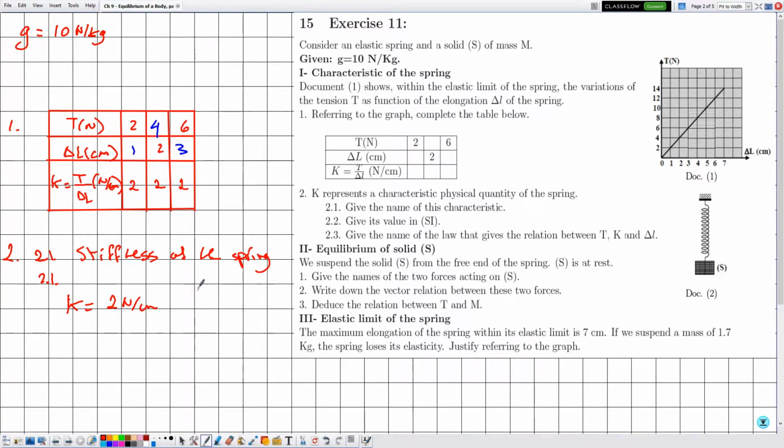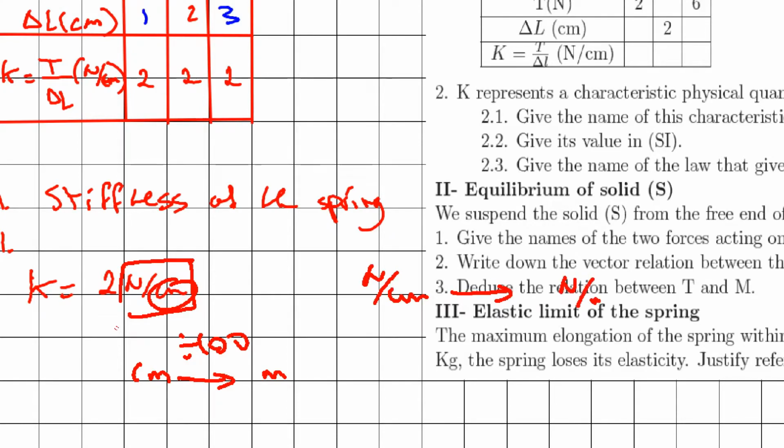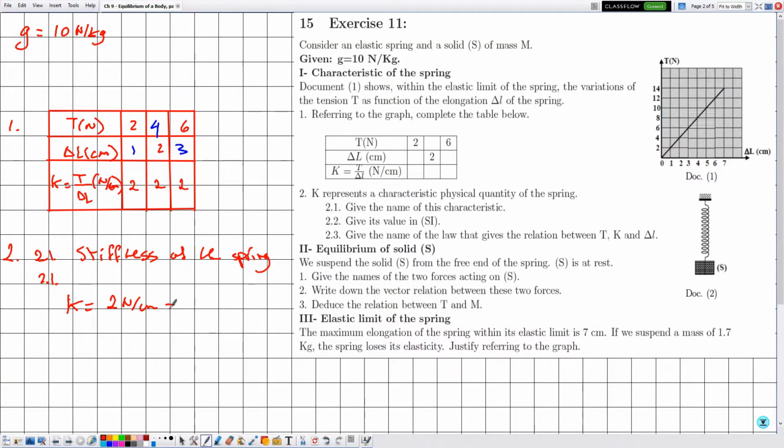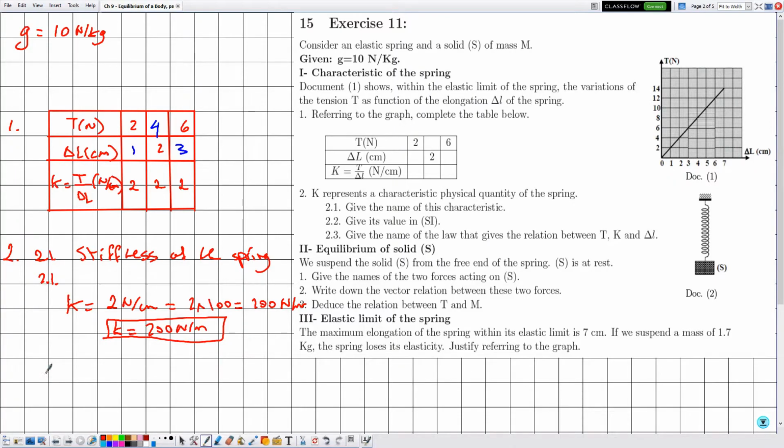but we know that the unit of K is newtons per meter. Here the unit is a combination of newtons and centimeters. Centimeter is not the SI unit of length, it is meter. To convert from centimeters to meters, we divide by 100, but this is found in the denominator and this doesn't hold. So to convert from newtons per centimeter to newtons per meter, we need to multiply by 100. Then 2 multiplied by 100 is equal to 200 newtons per meter. So the value of K is 200 newtons per meter. Give the name of the law that gives the relation between T, K and delta L, and this is well known as Hooke's law.